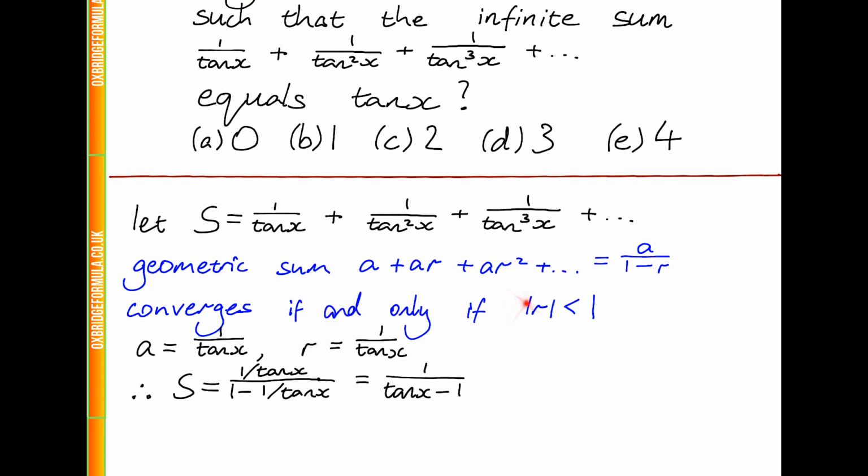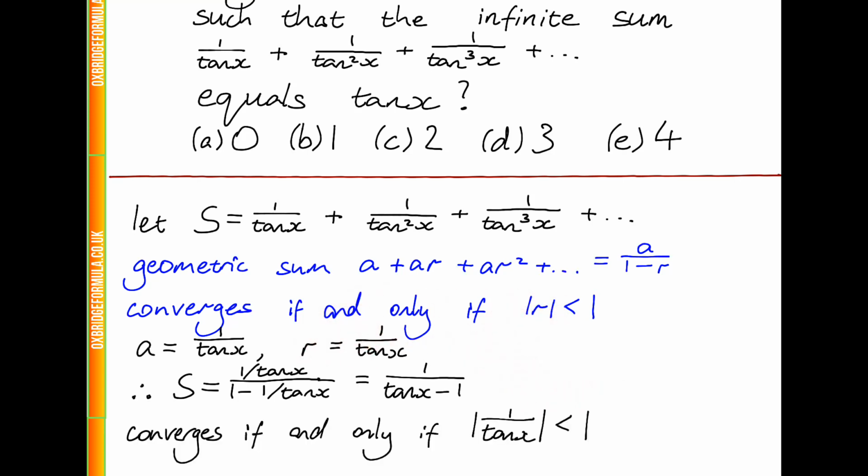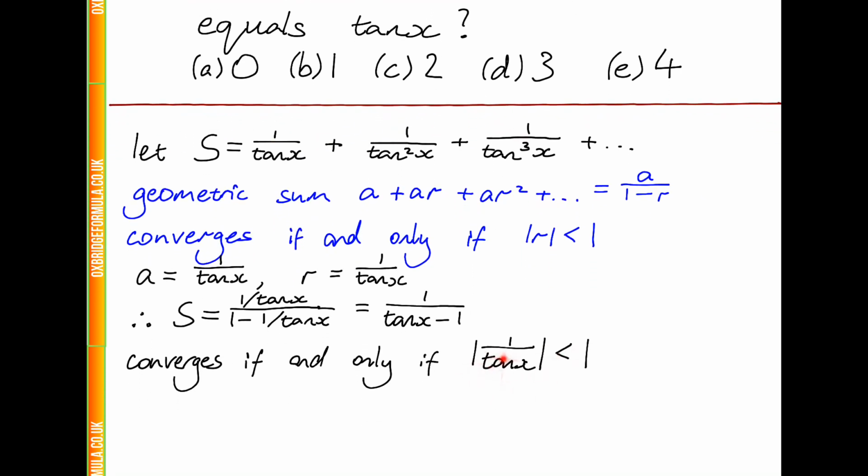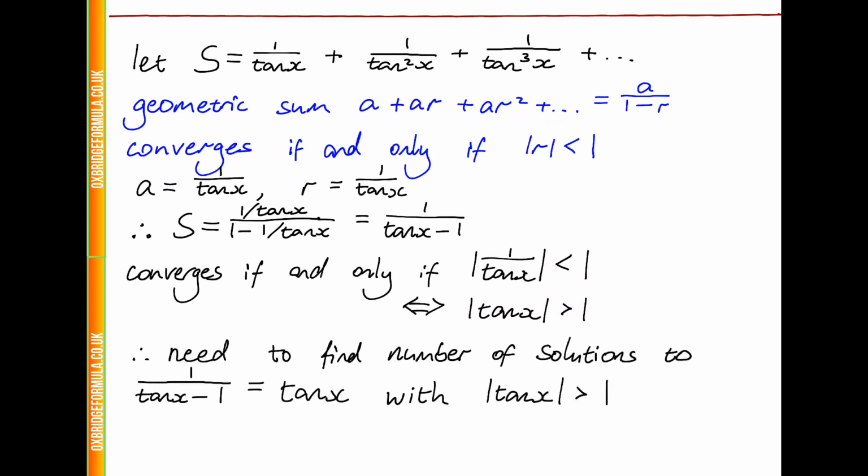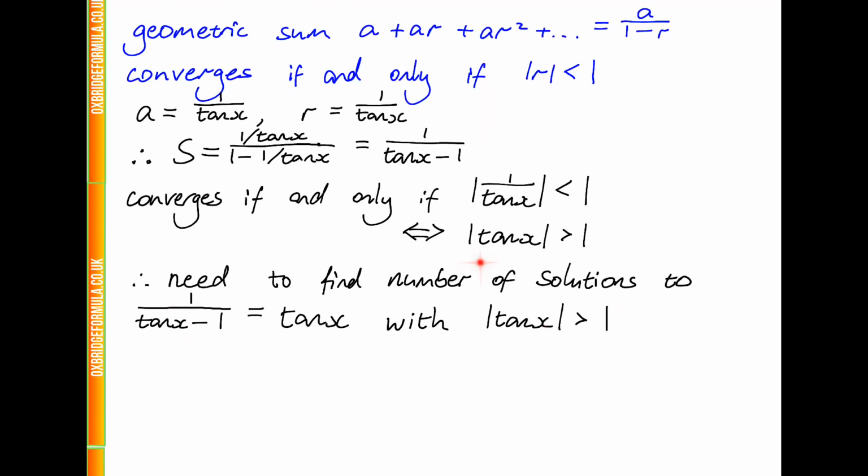But this is true if and only if the absolute value of r, which is 1 over tan x, is strictly less than 1. And we can see that that's exactly the same as if the modulus of tan x is strictly greater than 1, if we multiply both sides by the absolute value of tan x. So we therefore want to solve when this sum S, which is equal to 1 over tan x minus 1, is equal to tan x, in the case that the absolute value of tan x is strictly greater than 1. And our task is to find the number of solutions to that problem.